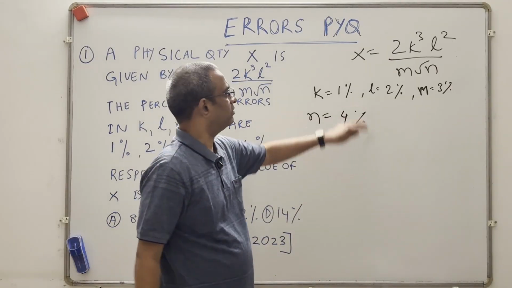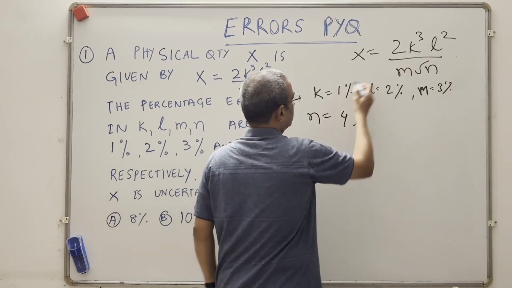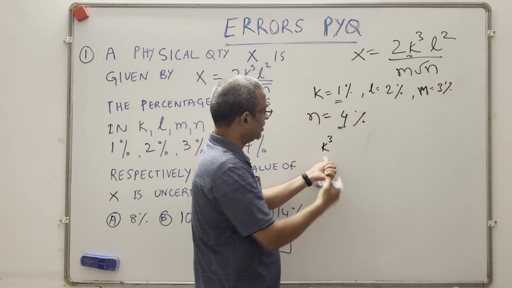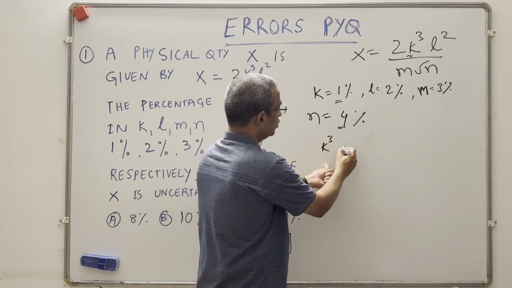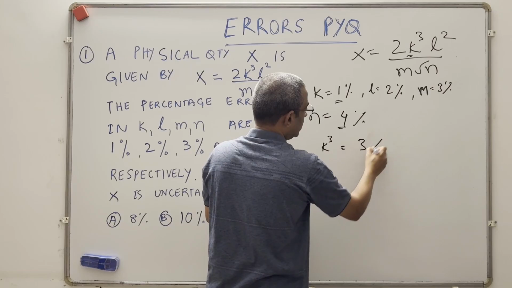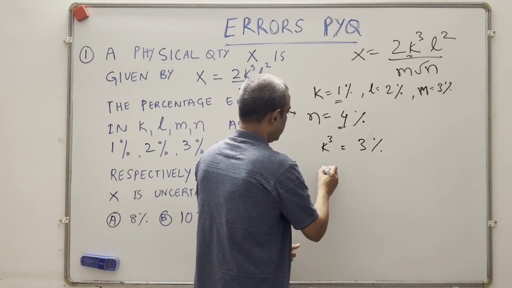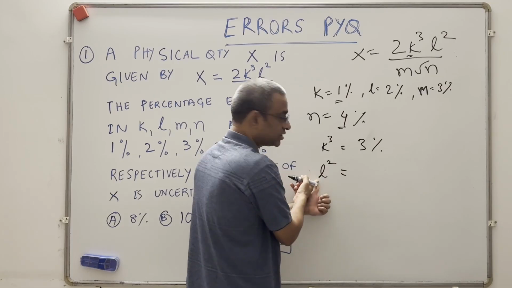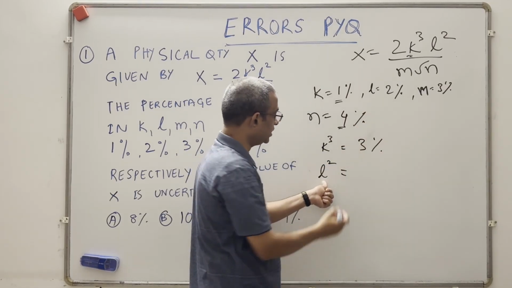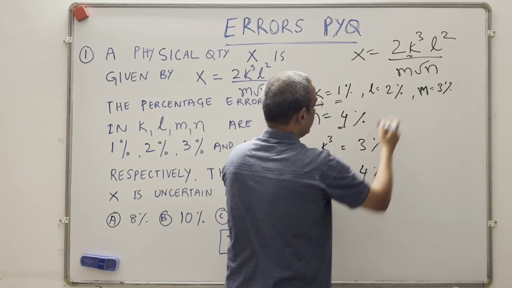So this is what we have. What happens? In powers, the error gets multiplied by the power. So now we have k cube. Whatever is the error in k, it gets multiplied by 3 for k cube. So the error in k is 1, and in k cube, the error is 3%. In L square, whatever is the error in L, it gets multiplied by 2. The error in L is 2%, it gets multiplied by 2. We have 4%.